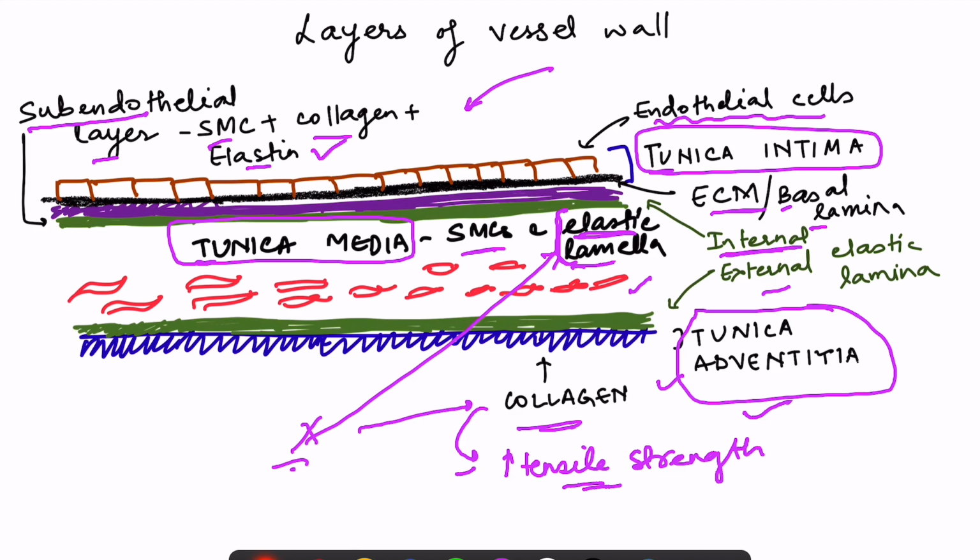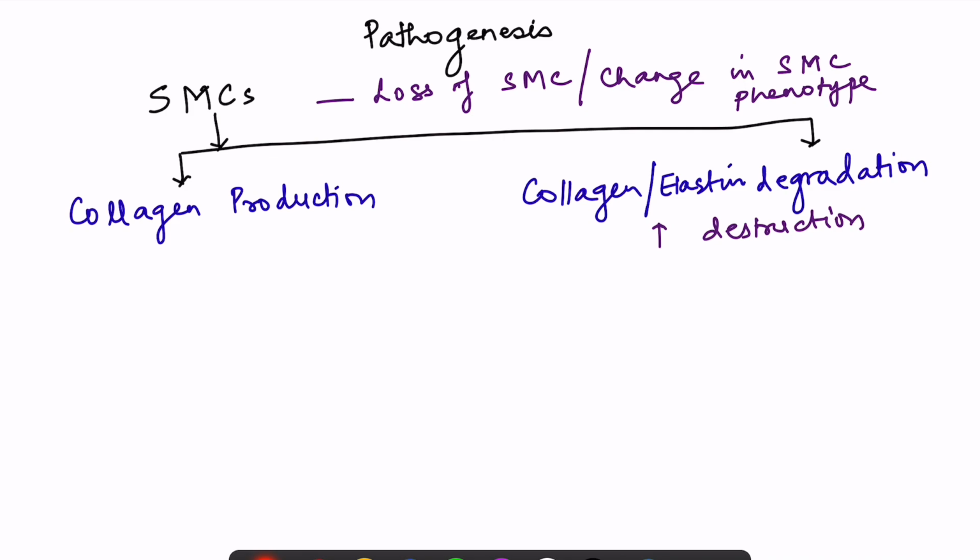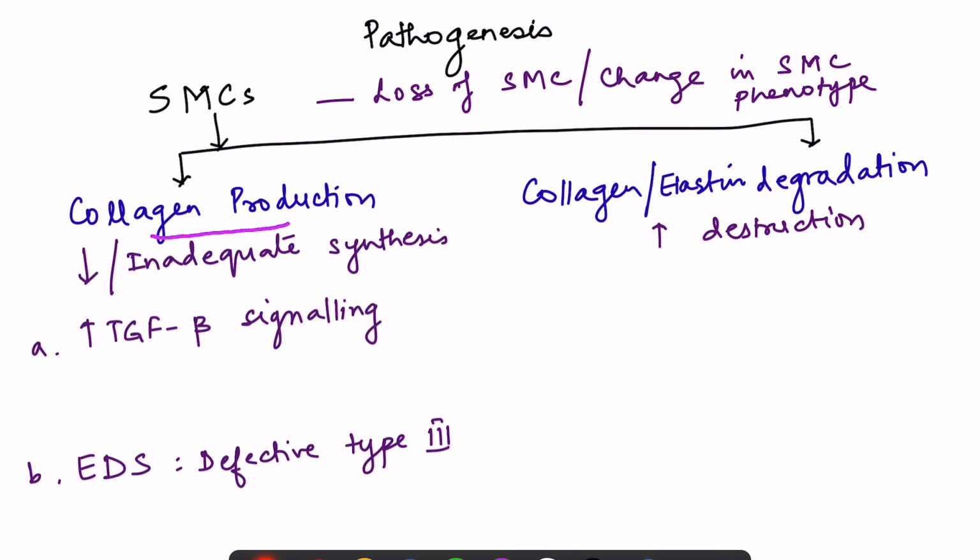And because of the hemodynamic stretch, because of the blood flow, the stretch which is happening, it will cause a dilation of the vessel wall. So yes, for pathogenesis, either there is a problem in the collagen production, either there is inadequate or decreased collagen production, or there is increased destruction of collagen and elastin.